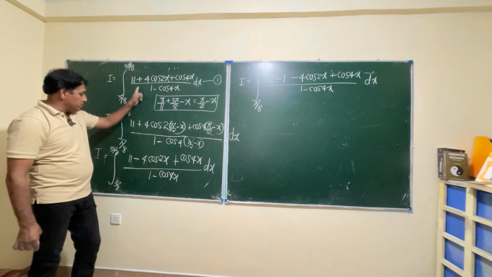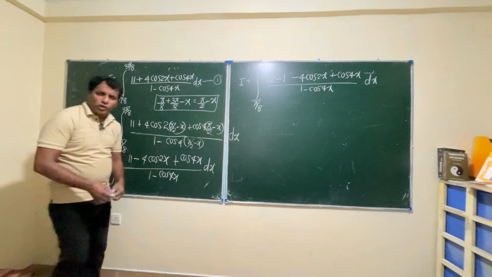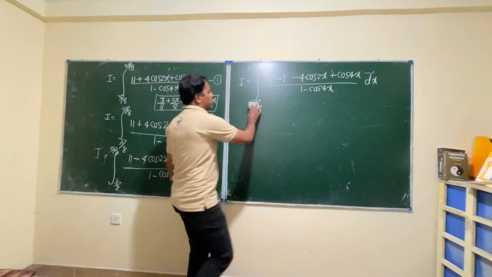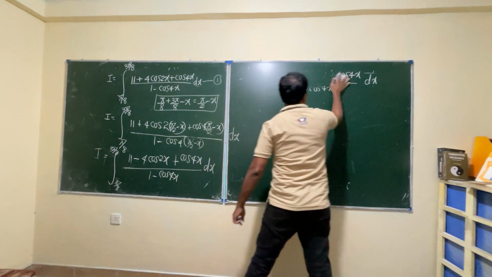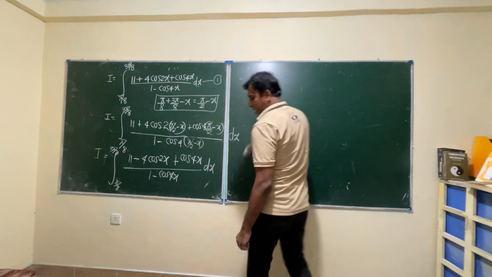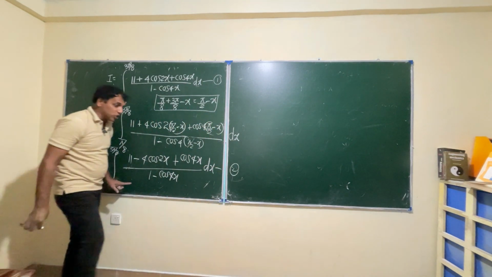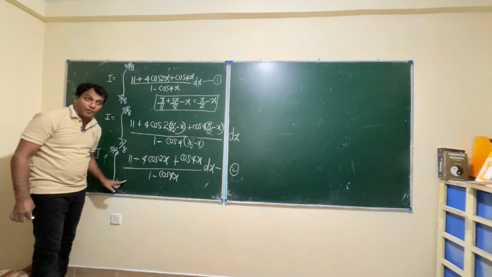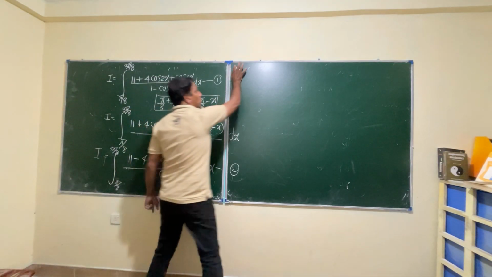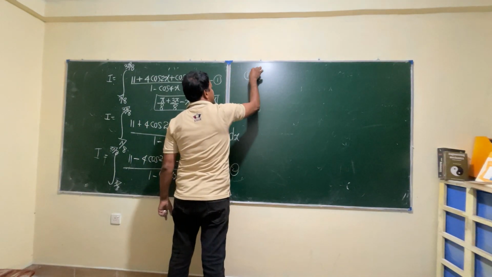Here this is 1, here 11. Or otherwise, after King's rule, solving number 1 and number 2, this is the second equation. Now add the 1 and 2, now add the first equation.